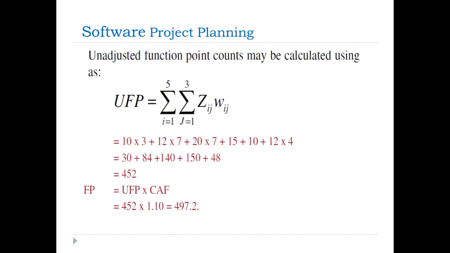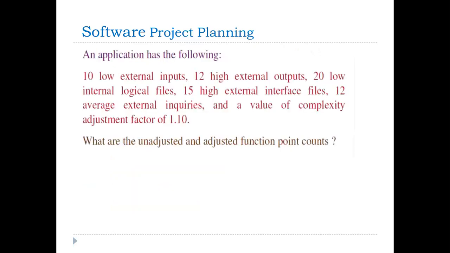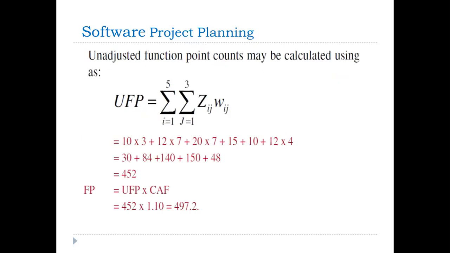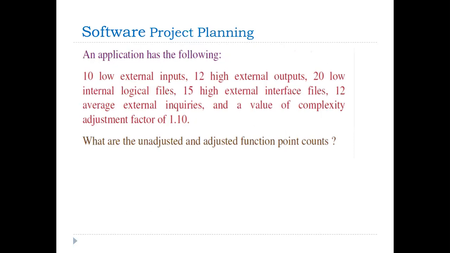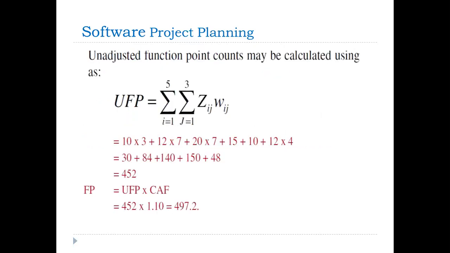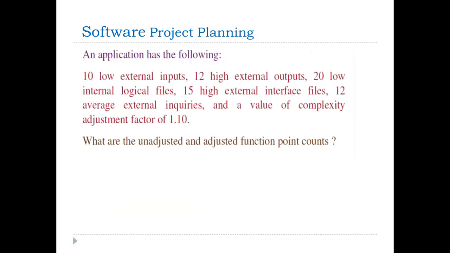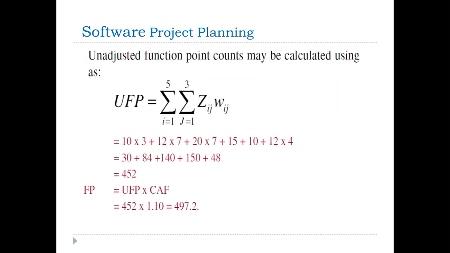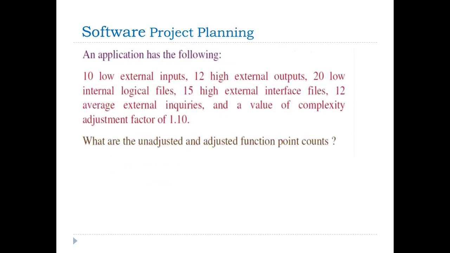Again, same formula. UFP equals summation i equals 1 to 5, j equals 1 to 3. Then 10 inputs. What is the category of inputs? That is called low, so value of low equals 3. So 10 into 3 plus 12. What is 12? 12 is a high external output, so value of high is 7. So 12 into 7 plus 20 is low internal logical files. So 20 into what is the category? 7 plus 15. What is the 15? 15 is a high external interface.